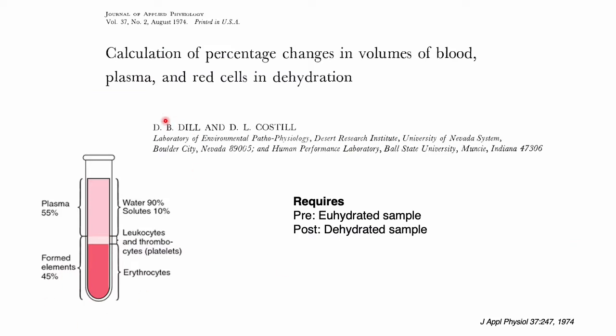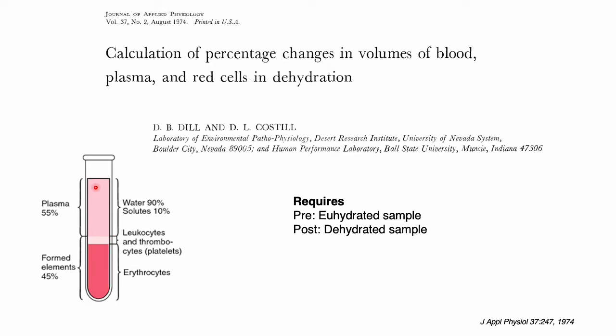So this is the paper actually by Dill and Costill that was published back in 1974, many years ago, where they propose an equation that you can use to calculate the percent change of plasma volume as a response to dehydration. So plasma is the watery part of the blood. If you centrifuge blood, you have the cells on the bottom, you have a thin layer, much thinner actually from what you see here, with white blood cells and thrombocytes or platelets, and then on the top you have plasma.